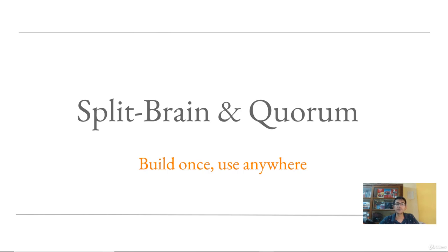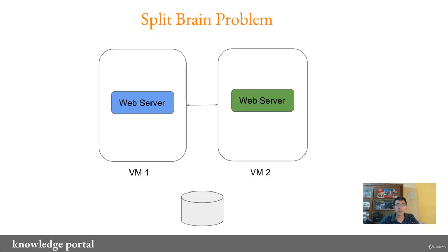In today's video we will be discussing the split brain problem and the necessity of a right quorum. Now let's go ahead and understand the split brain problem with an example. Let's say that you have a cluster where there are two web servers which are currently up within the cluster. Among them, one is a master. So the green web server here is the master and the blue one is the slave.